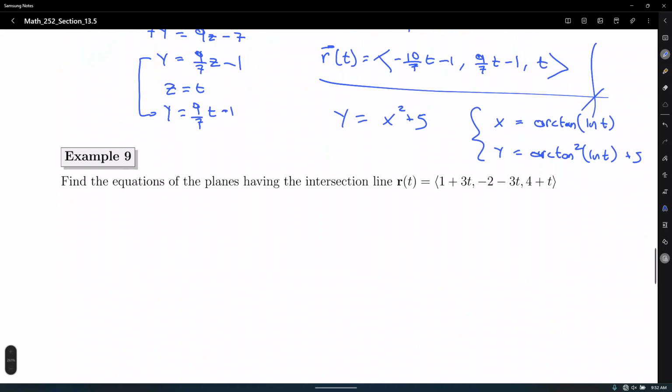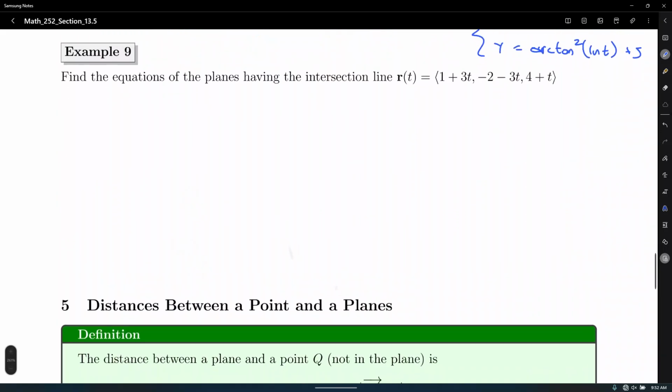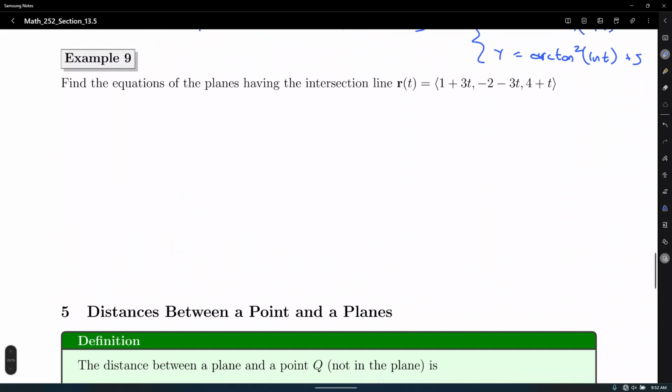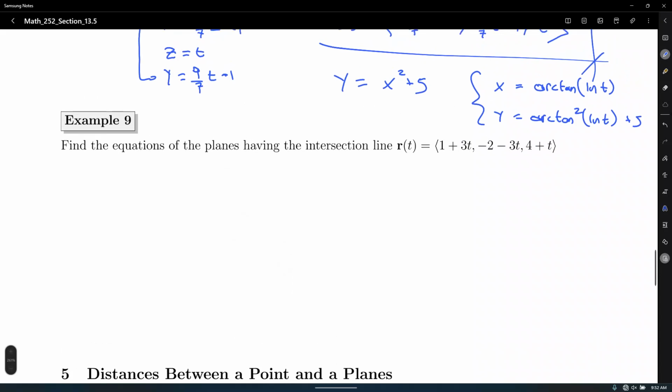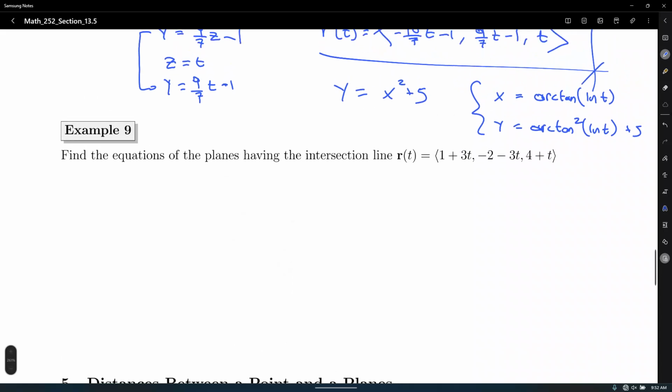Okay. All right. Find the equations of the planes that have that intersection line. So in a way, we're doing the same problem we just did, but backwards. How are we going to do that? So this is x, this is y, and this is z. Agree? Okay, I'm going to set 3 equations.